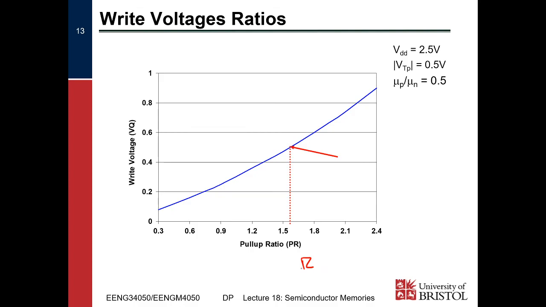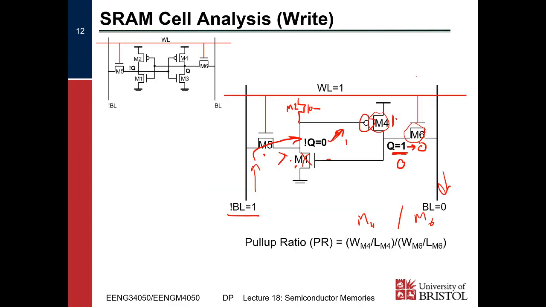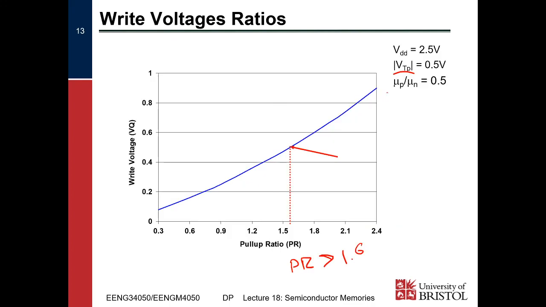so pull-up ratio greater than 1.6 in order to make sure that we actually write to the cell, that we get above the absolute magnitude of the threshold of the PMOS transistor. So we need to get greater than a 1.6 pull-up ratio.